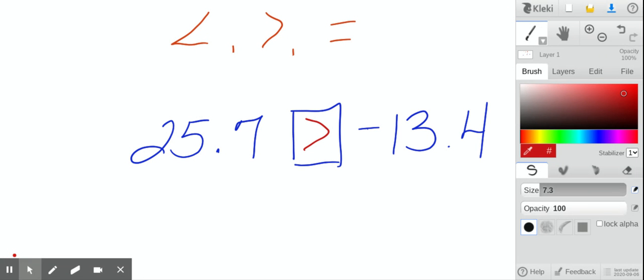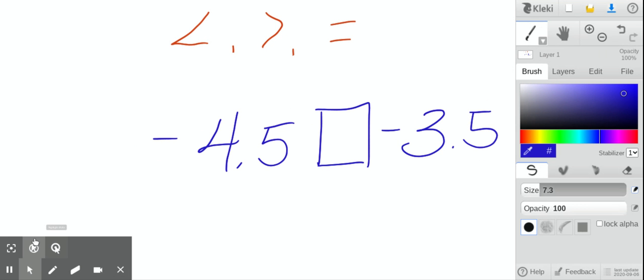So now let's go to two negative numbers or two negative integers, because that's where it gets a little bit more difficult. Okay, so let's say I was comparing negative 4.5 to negative 3.5. So the larger the negative, the smaller the value.